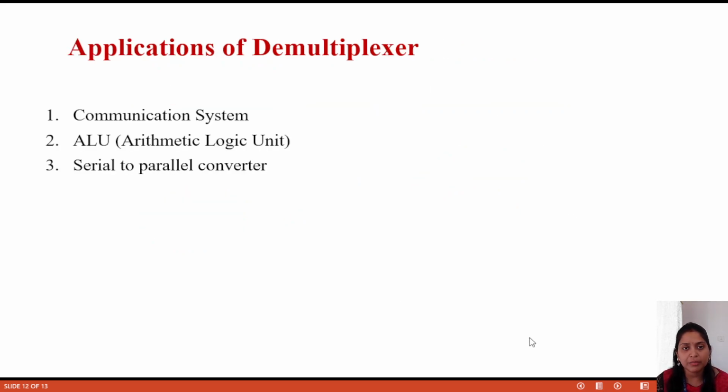Finally, the main application areas are communication systems, arithmetic logic units, and serial to parallel converters.